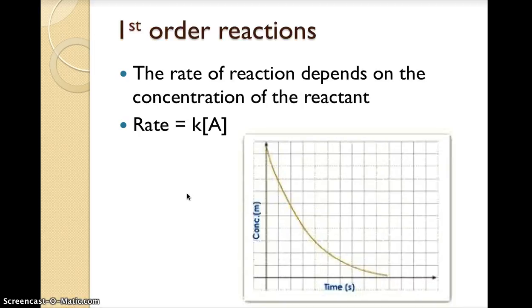For a first order reaction, if we plot the concentration over time, it's not linear because we see that it is going to slow down as some of the reactant is used up. So we can also say that your rate is equal to some constant, k, times the concentration of our reactant A, so that as A is consumed, the rate slows down.